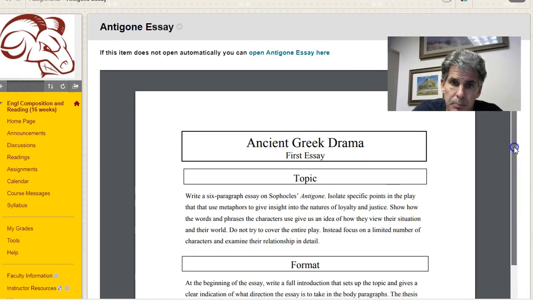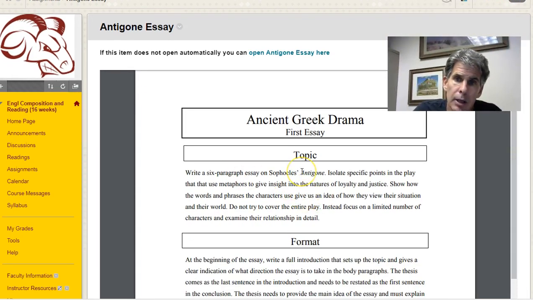We're writing a 6-paragraph essay, and by 6 paragraphs I don't mean 6 body paragraphs. Just doing the math here, there's going to be 4 body paragraphs plus an introduction and a conclusion. That makes 6. Even I can do that kind of math. So that's what you're looking for. You're going to have 4 body paragraphs. And then what you're going to do is isolate specific points in the play that use metaphors to give insight into the natures of loyalty or justice.